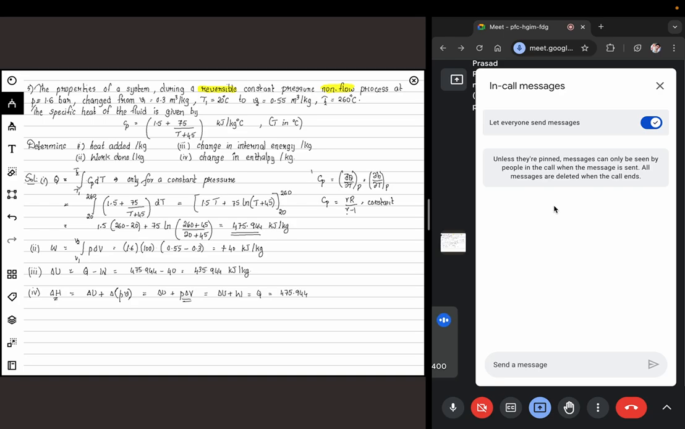And hence the relation that we have used before. Cp is defined as del H del T at constant P, or del Q del T at constant P. So your change in H will be equal to Q in the case of a constant pressure process.